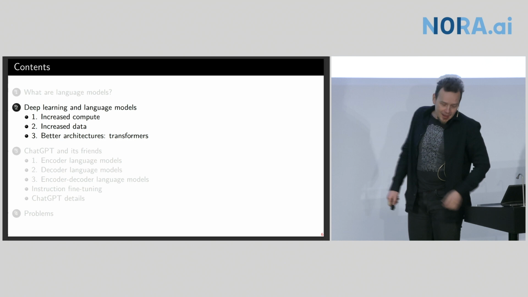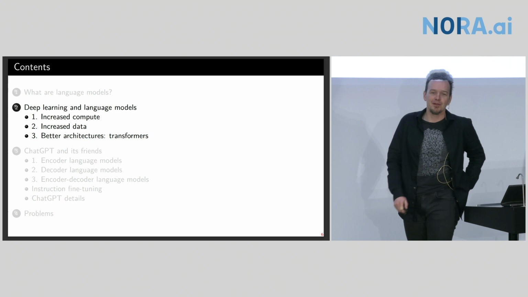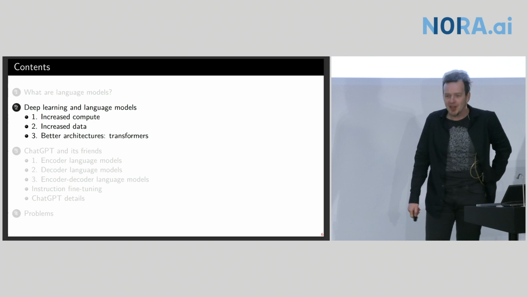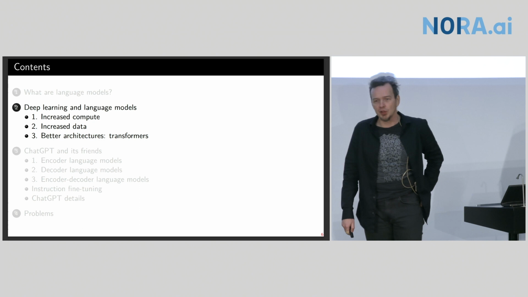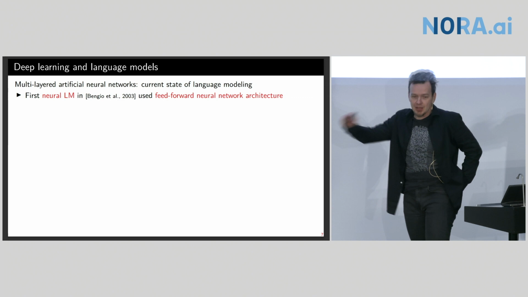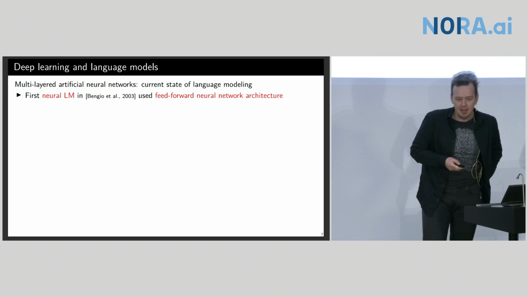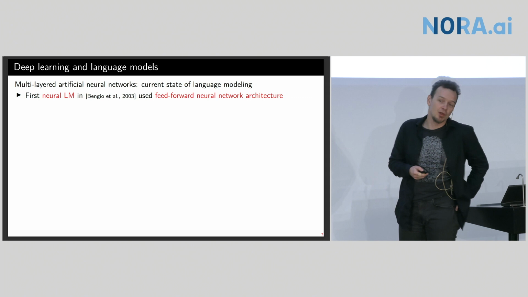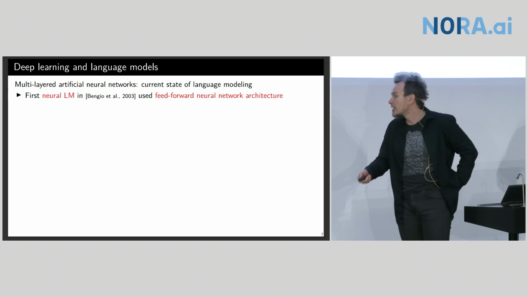Right, so skipping a large amount of information about what language models looked like in the pre-neural era, we move on to deep learning and how language models changed and upgraded with the advent of artificial neural networks. The current state of the art in language modeling, as in many natural language processing tasks, is systems using multi-layered artificial neural networks, also known as deep learning systems.